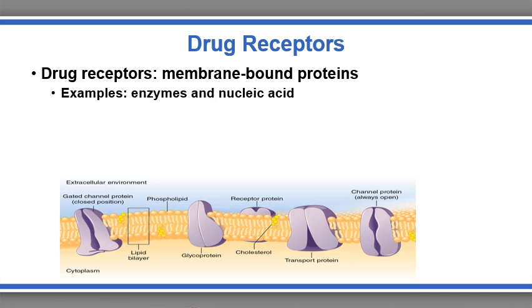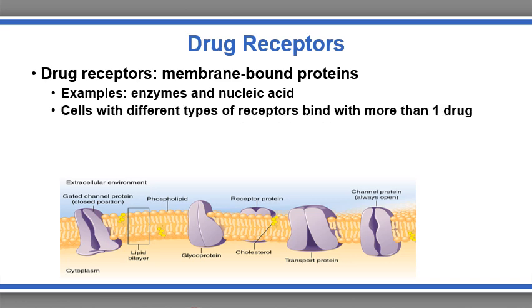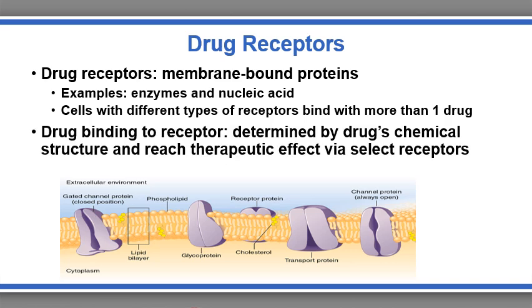There are different examples: enzymes and nucleic acid-based drug receptors, and cells with different types of receptors that combine with more than one drug. So there are various types of receptors on cells. The chemical composition is what's going to dictate where the drug binds within the body and in the cells, and its ability to reach a therapeutic effect with select receptors.